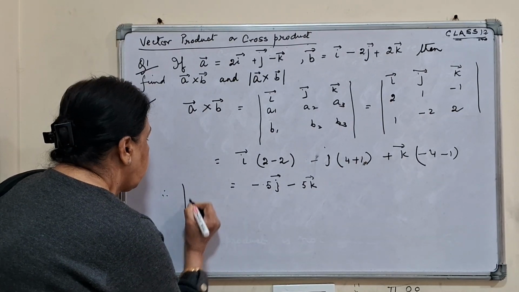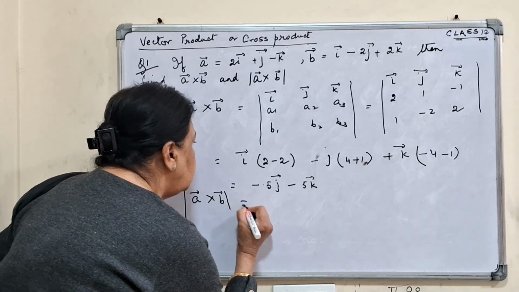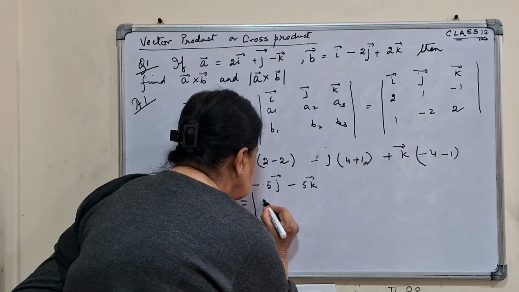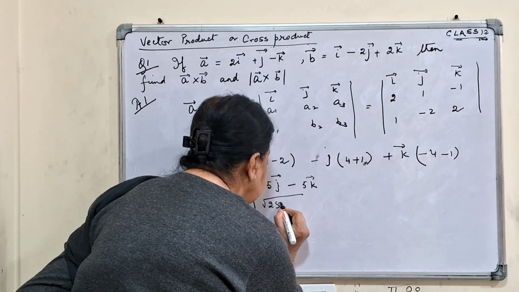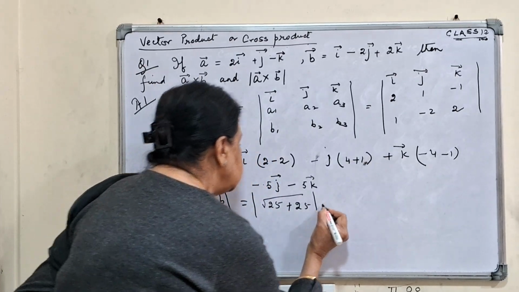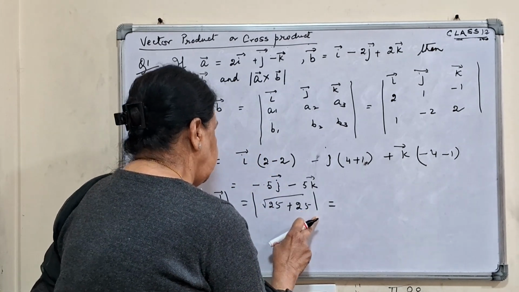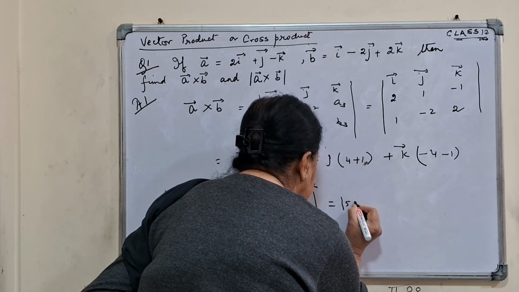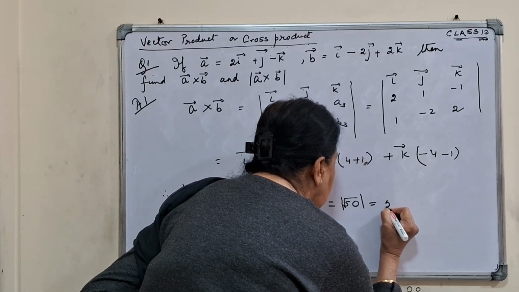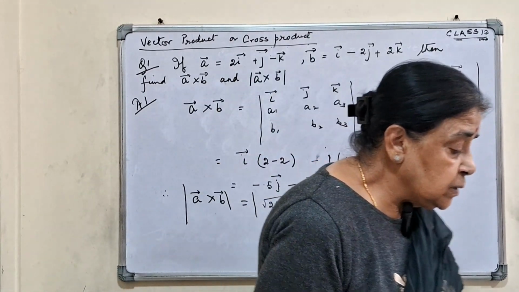Therefore, the mod of A cross B is equal to root over 25 plus 25, that is root 50, which is equal to 5 root 2. This is a scalar quantity, that is 5 root 2.